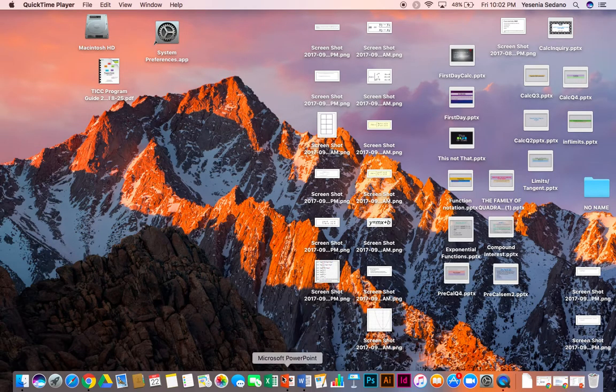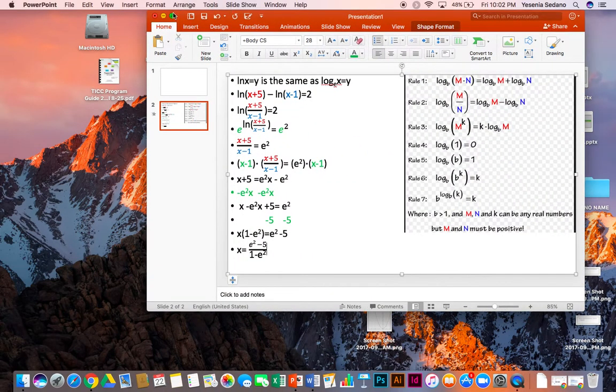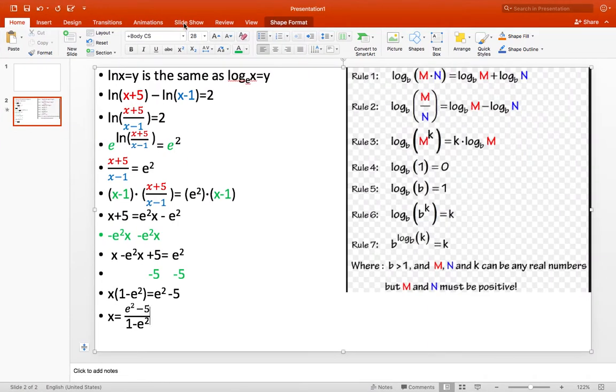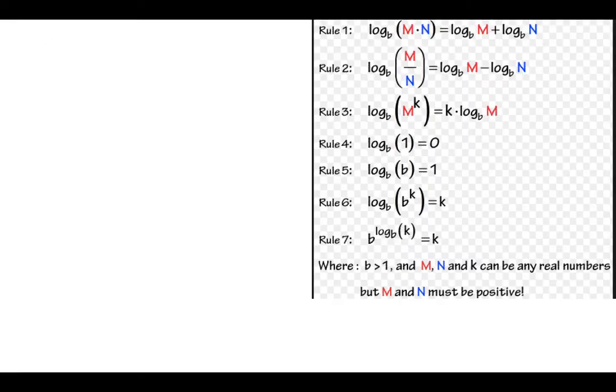All right, so let's go ahead and take a look at the first problem. Hopefully I've written it correctly. So here I have these log rules. Log rules are rules that I believe you're assumed to have known.